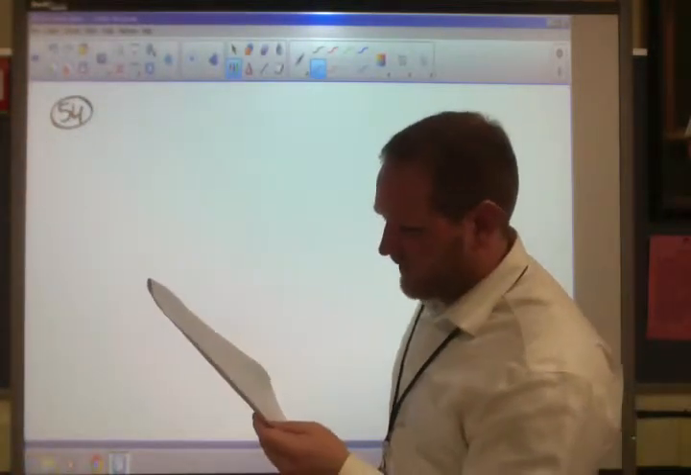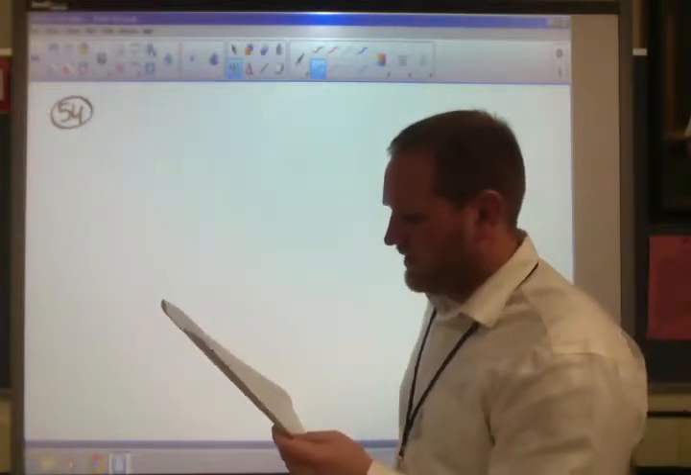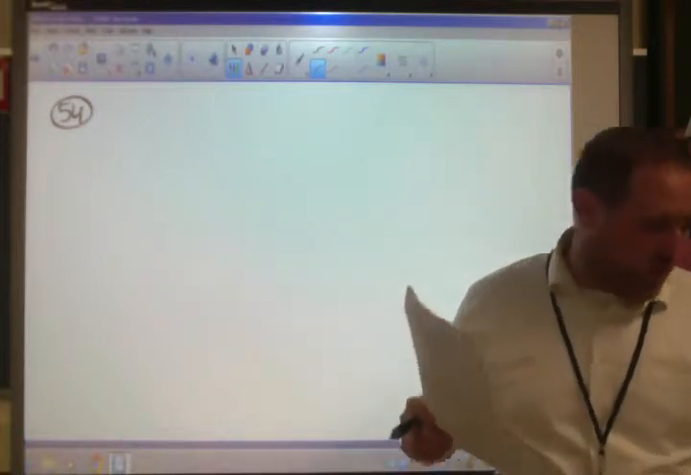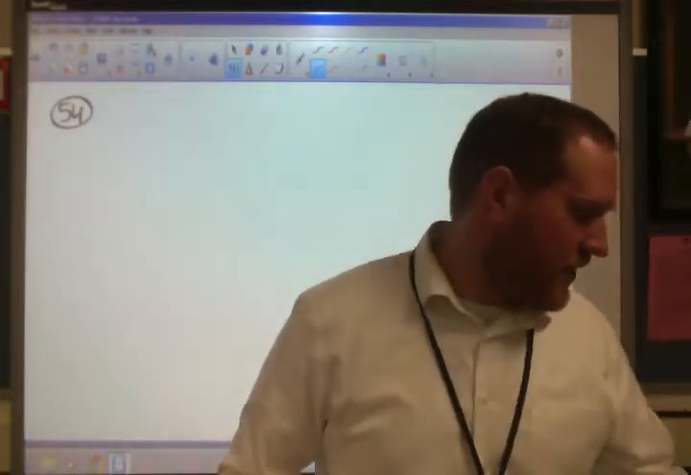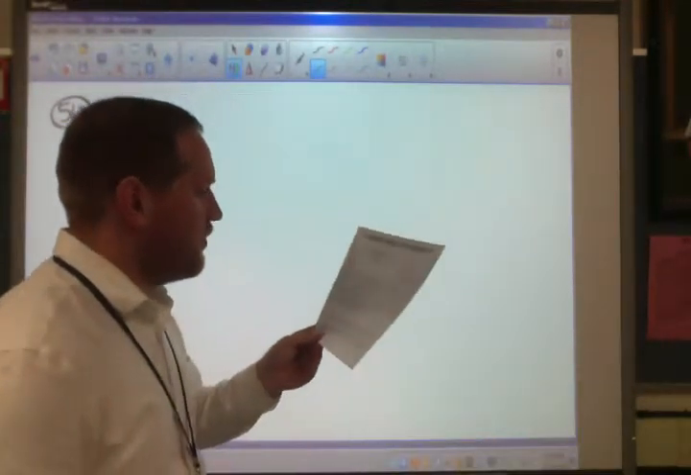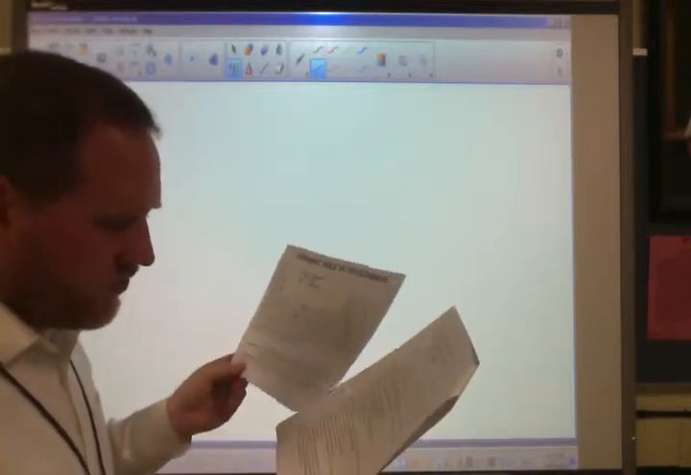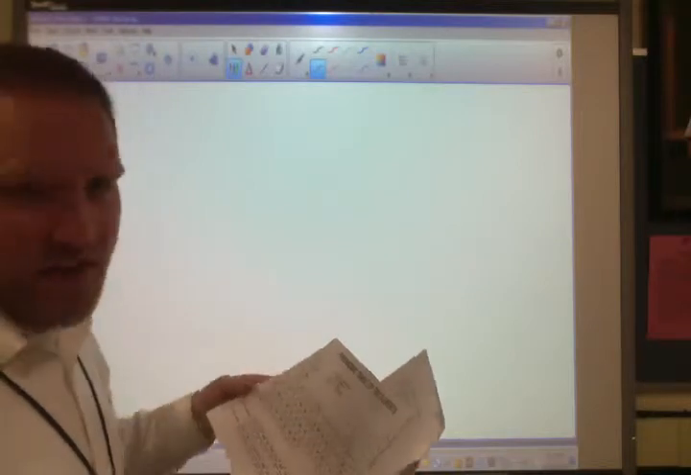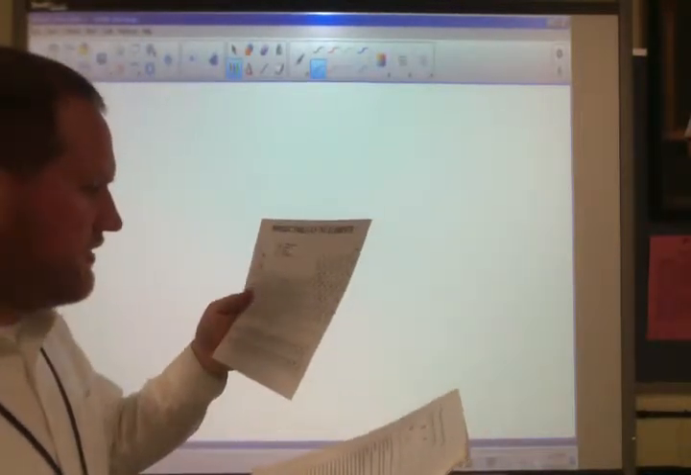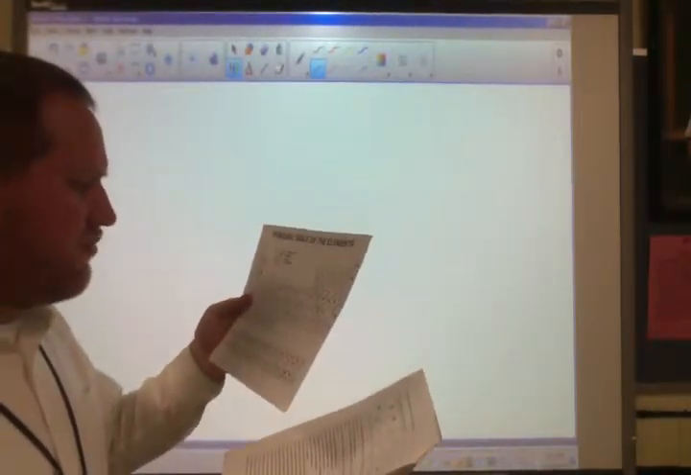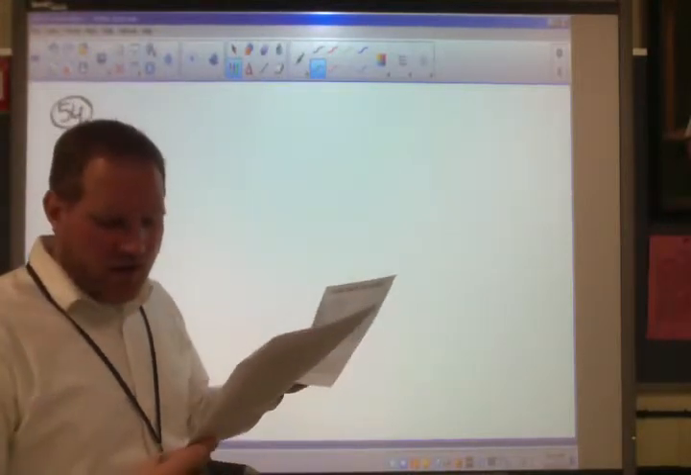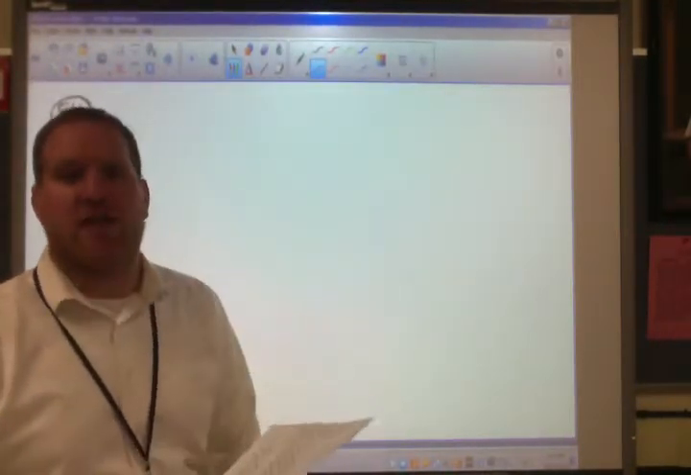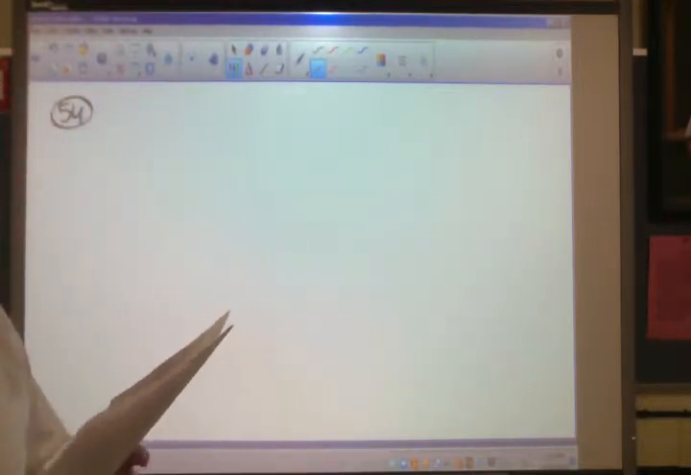54. For the following three elements, identify the atomic number and the atomic mass. For hydrogen, that's atomic number 1, meaning it has 1 proton, and the atomic mass is 1.008. For iron, Fe, that's atomic number 26, meaning 26 protons, and atomic mass is 55.847. And for carbon, atomic number 6, meaning 6 protons, and the atomic mass is 12.011.